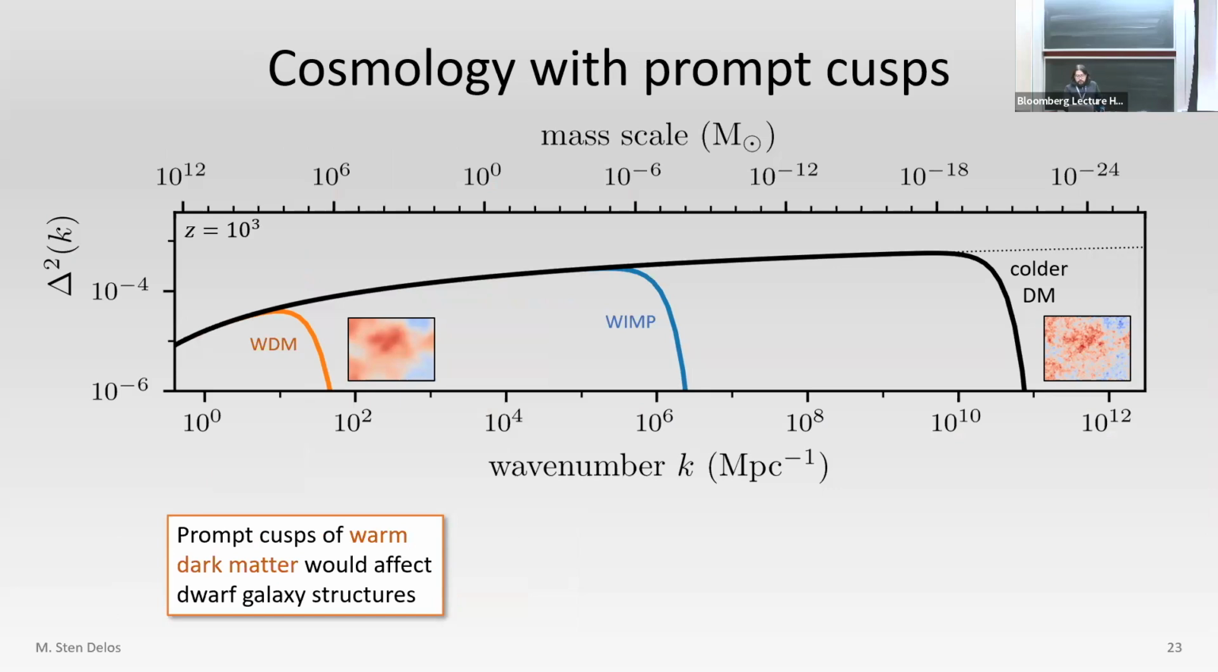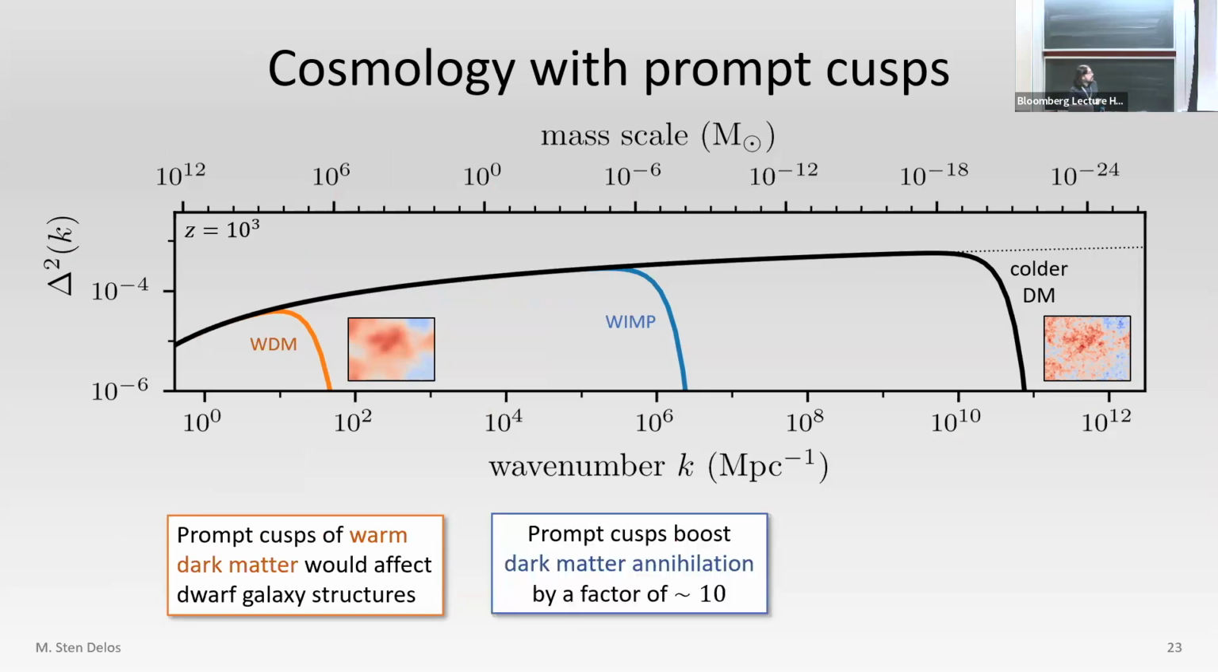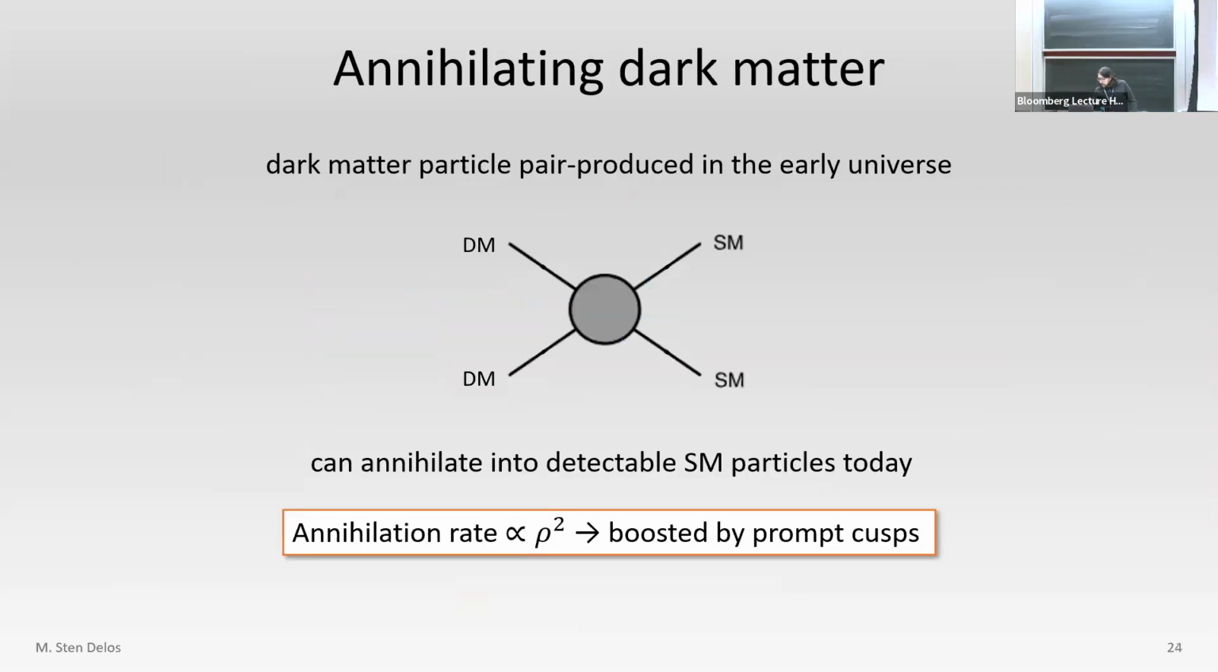Okay, so next I want to talk a little bit about annihilating dark matter. Prompt cusps boost dark matter annihilation by about an order of magnitude.